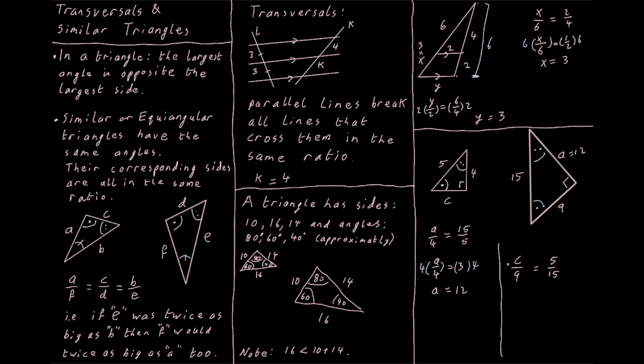So we need to multiply both sides by 9 in order to get C by itself. So we end up with 45 all over 15. So you end up with 3. So that's how we can use our ratios from our similar triangles, or the idea of transversals in our upper question here, to find missing sides in our triangles. And that is what we need for now.